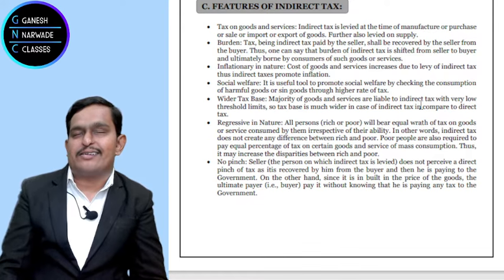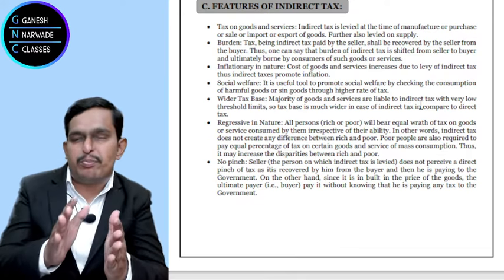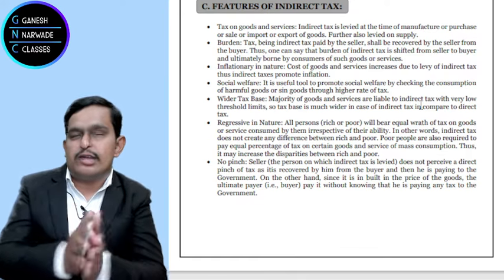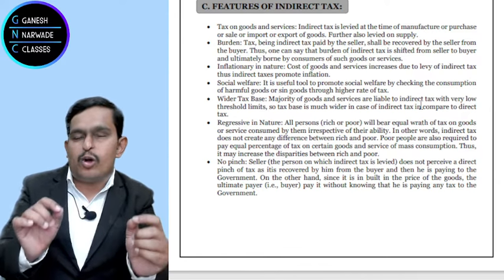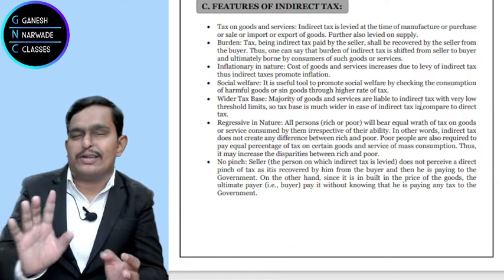7 features we discussed. Repeat with me. When you repeat with me, when you talk with me, then only you will understand. You have to concentrate totally. Chalo, 7 features. Quickly with me.